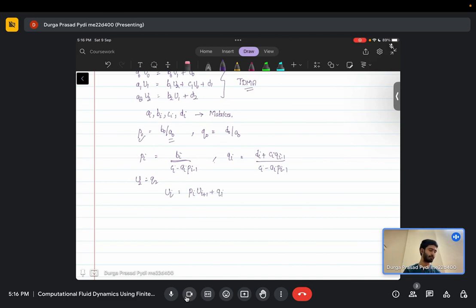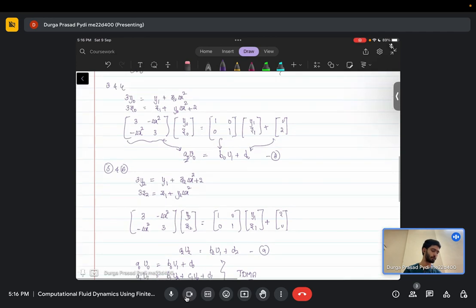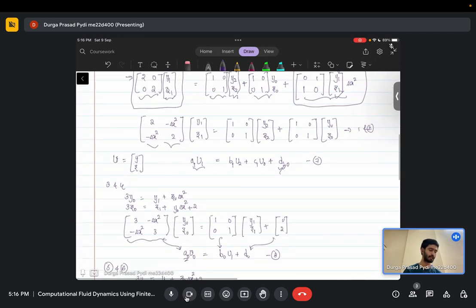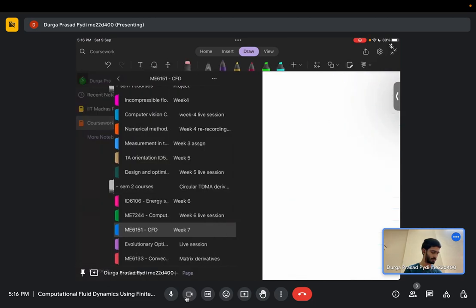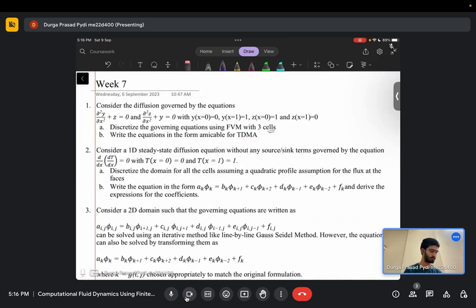Like the remaining algorithms, the previous algorithm is the same here. The only difference is, unlike the previous one, instead of dealing with scalars, you will now have matrices to deal with. That will be the only difference. So that is the first question.